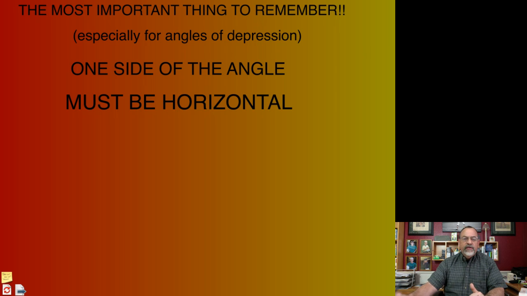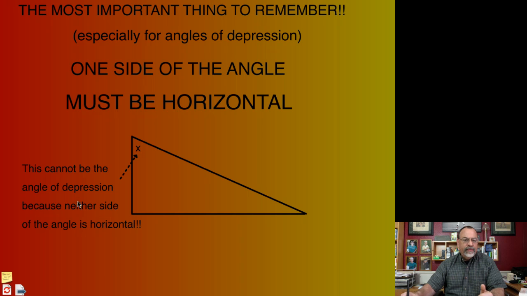The most important thing to remember, as I talked about earlier, is that one side of the angle must be horizontal for it to be considered an angle of depression or an angle of elevation. And the most common mistake that's made is when students draw a triangle to represent the situation and they're told about an angle of elevation.